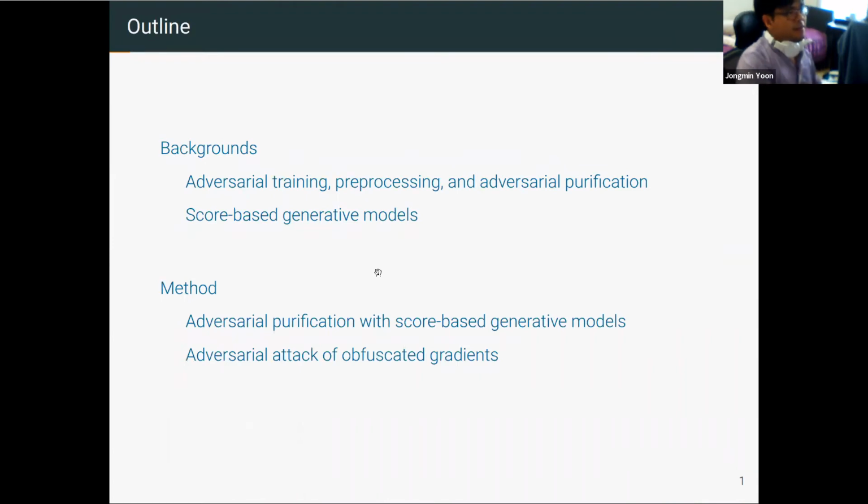And for the background, I'll introduce two things. The first is adversarial training and pre-processing adversarial purification works, with which you are very familiar. The second is the recently featured generative models achieving state-of-the-art performance, named score-based generative models. And then I'll introduce our method. Our main method purifies adversarially attacked images with score-based generative models, and I'll show how these purified models can be attacked and how well they can be defended.